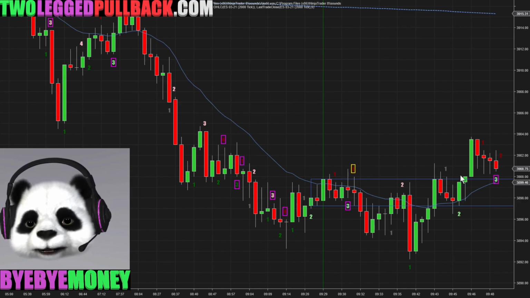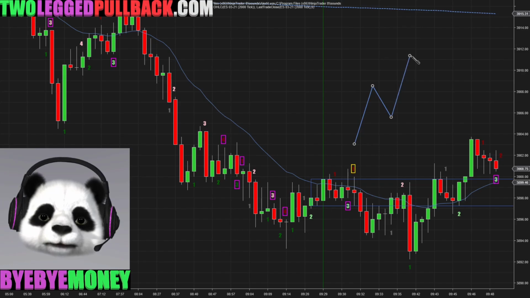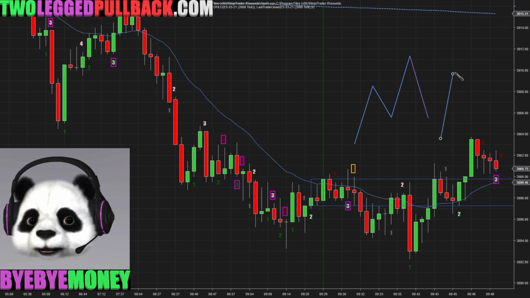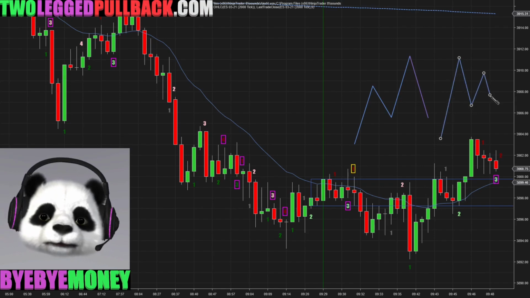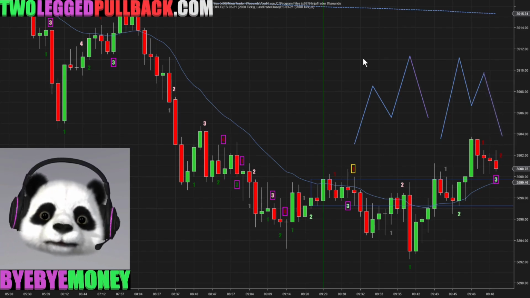second entry lower high. Notice that there are two types of two-legged pullbacks. Here is one type of two-legged pullback where we would like to enter into the second entry. This is another variant of a two-legged pullback where we like to enter the second entry right here. Do you notice the difference between this one and this one? In this one, the pivot high breaks above the previous pivot high. In this one, the pivot high does not break above the previous pivot high.